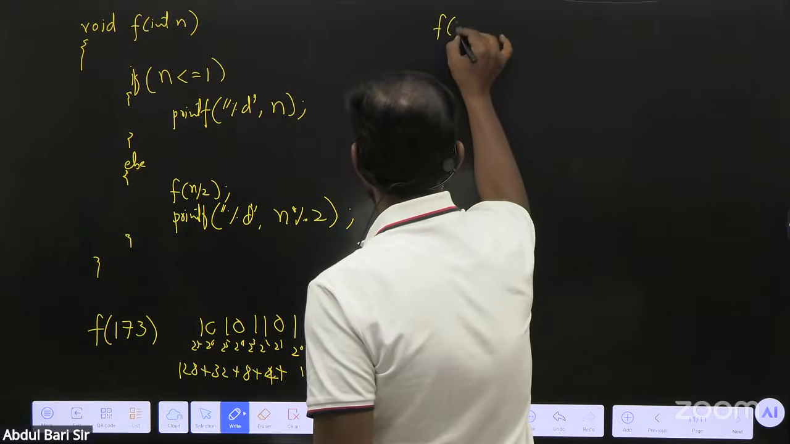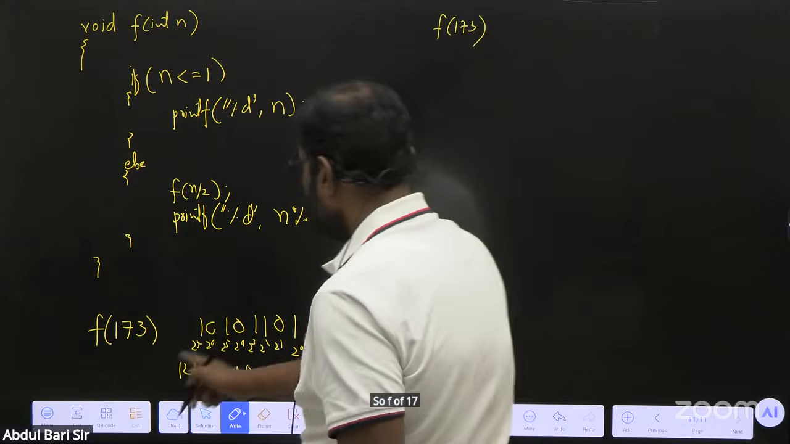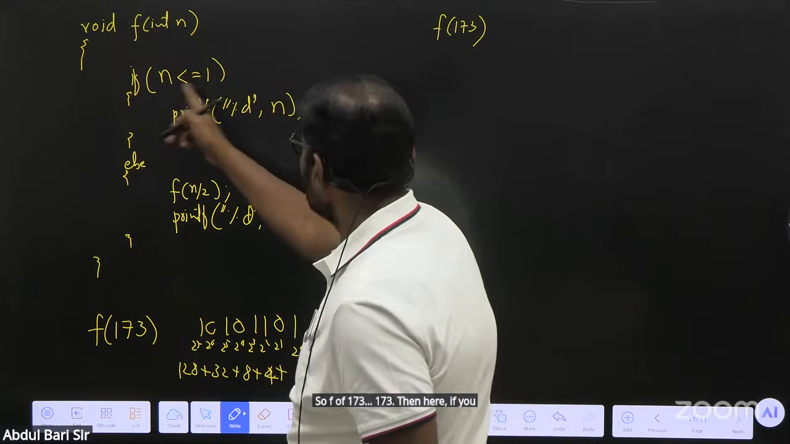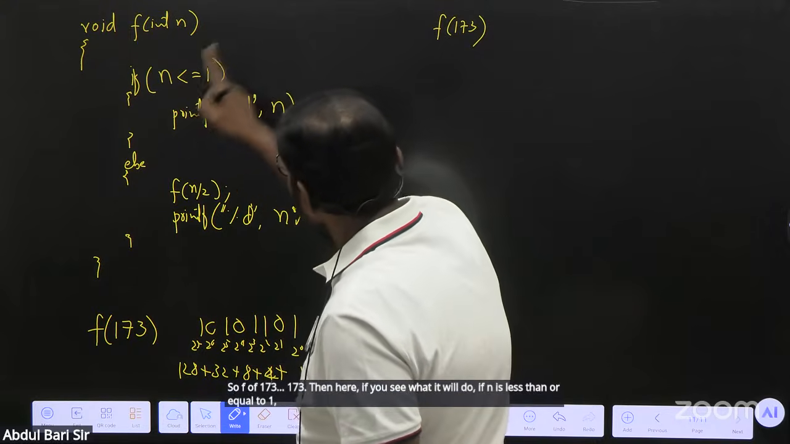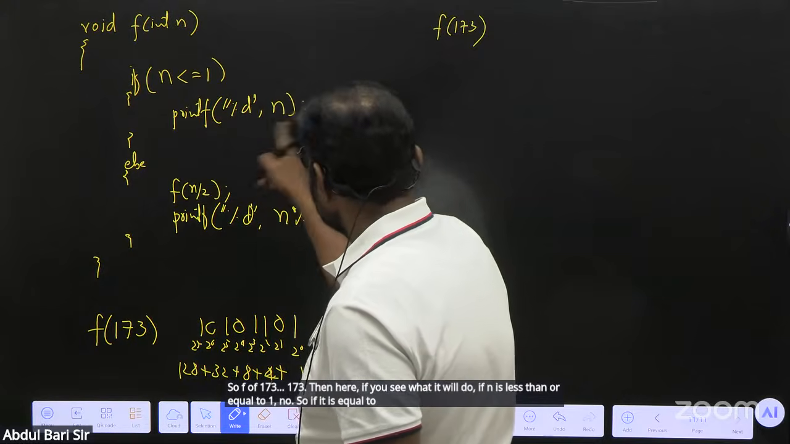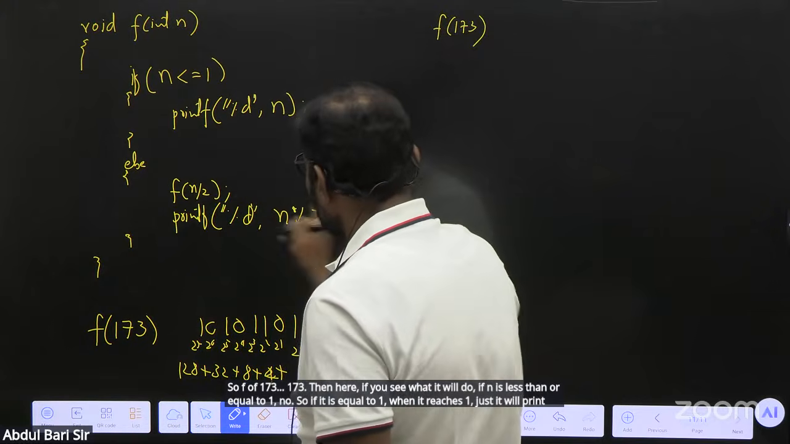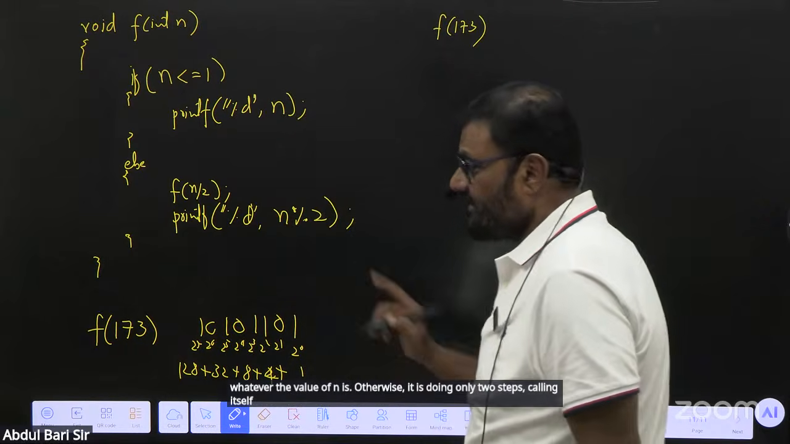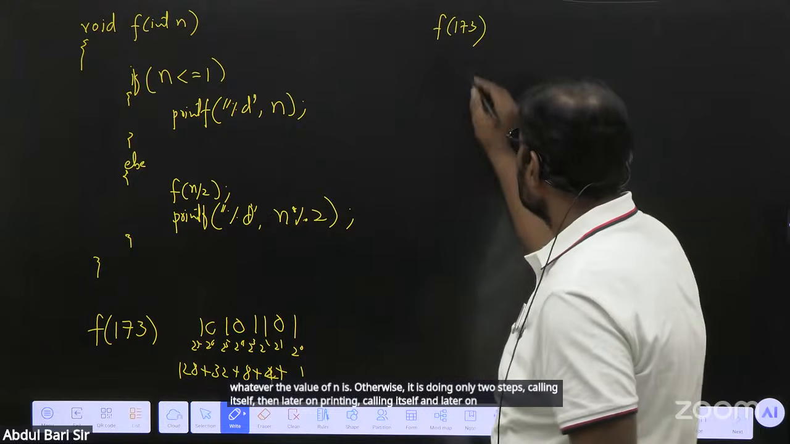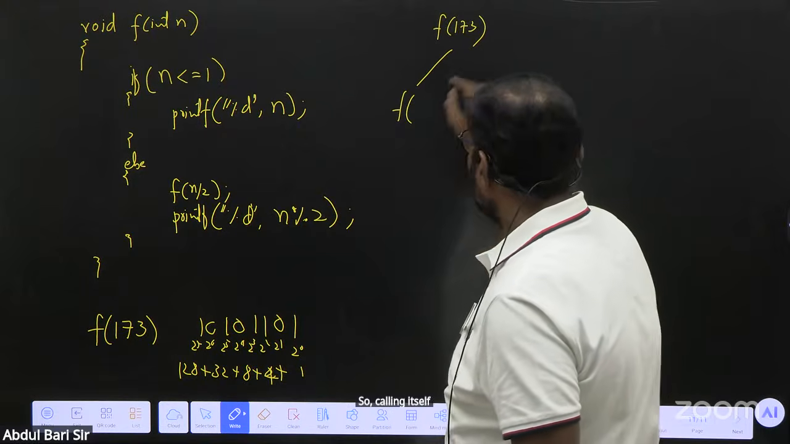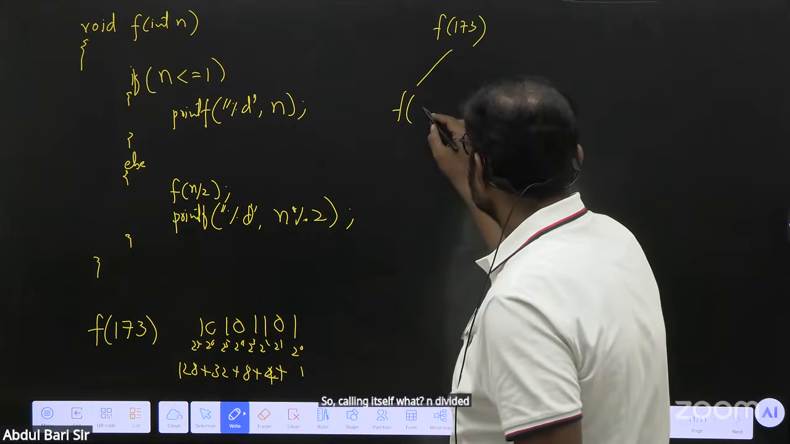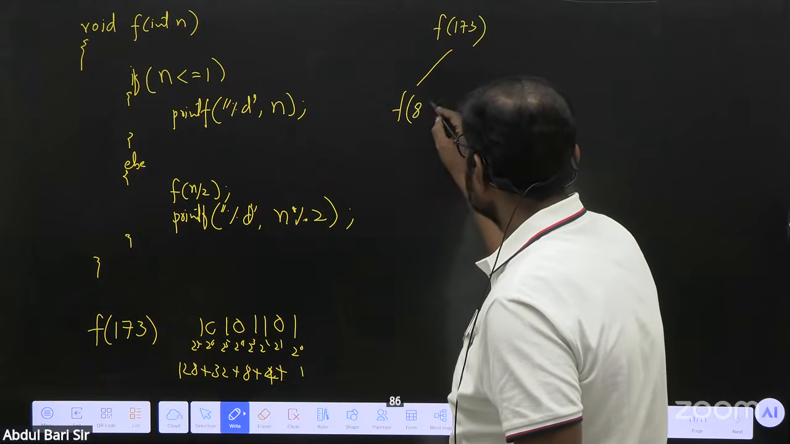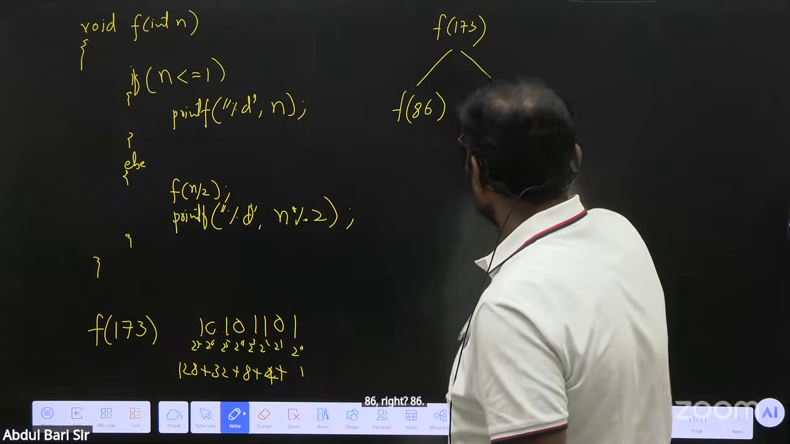So f of 173. If you see what it will do, if n is less than or equal to 1, no. When it reaches 1, it will just print whatever the value of n is. Otherwise, it is doing only two steps, calling itself, then later on printing. Calling itself with n divided by 2. So this is how much? 86. It will call itself, but it will divide it by 2.